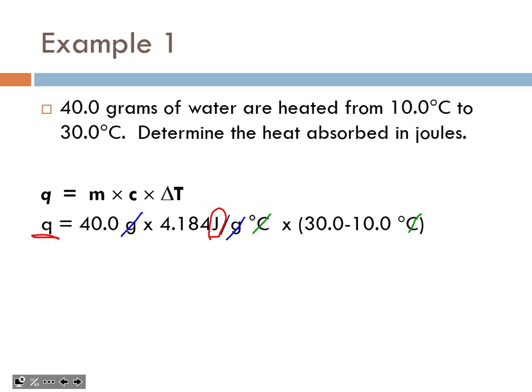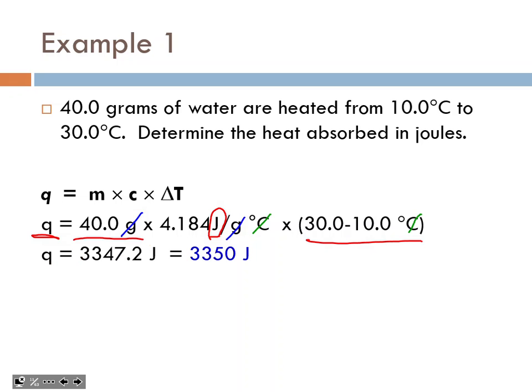Also, when I'm doing significant figures for this, I would use the measured values right here. The specific heat, though, is more of a constant, so we wouldn't really calculate that in. All right, so here, 40 times 4.184 times 20, basically, once you do that subtraction, that change in temperature, then you would end up with 3,350 joules.